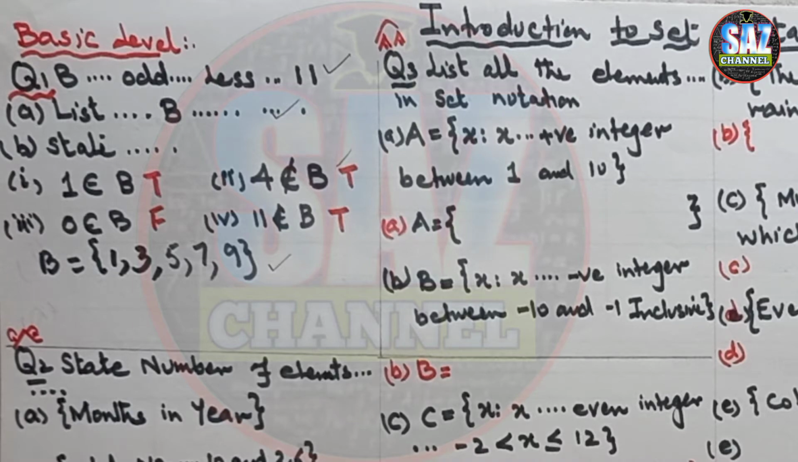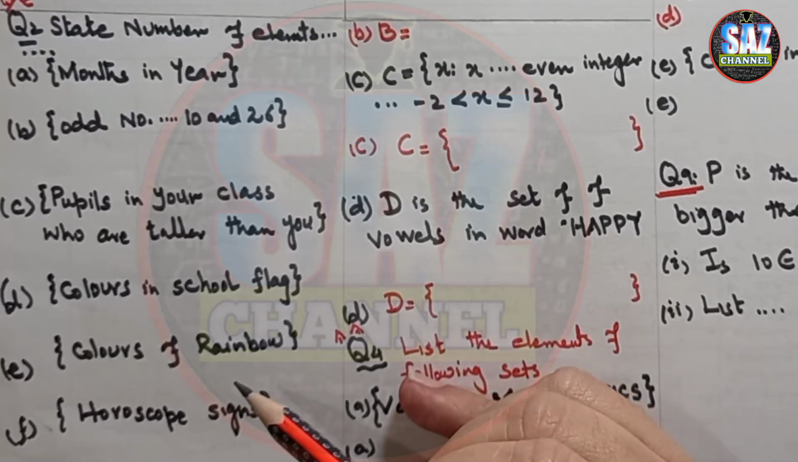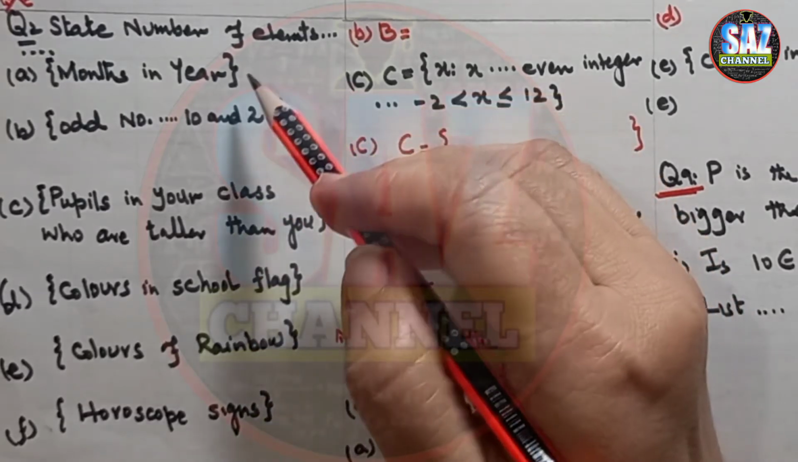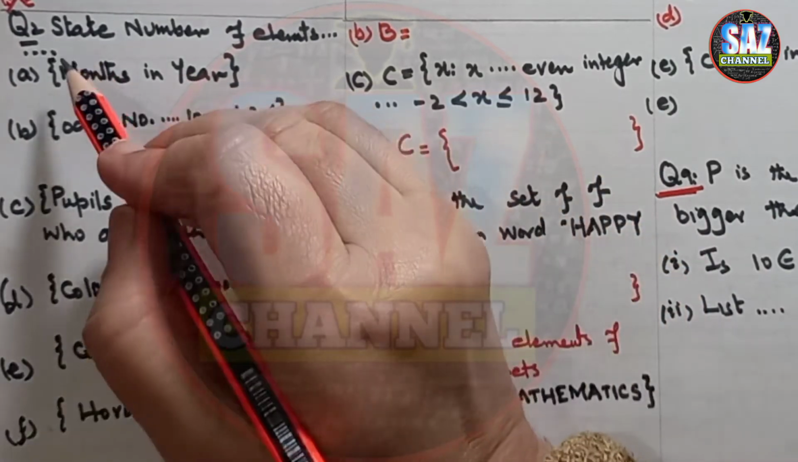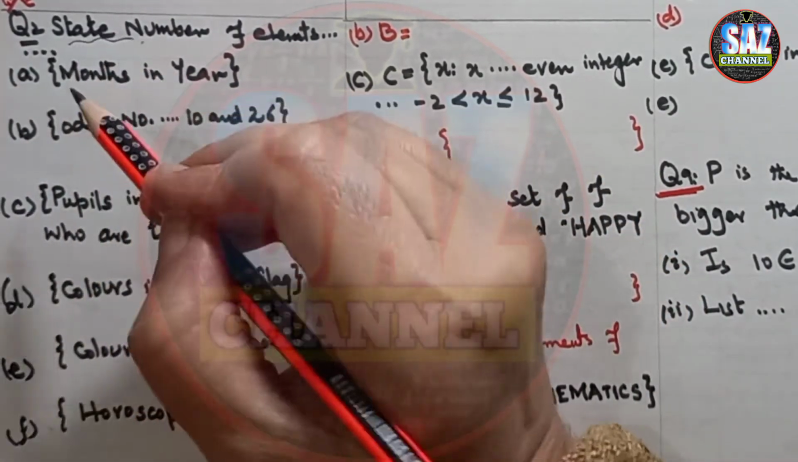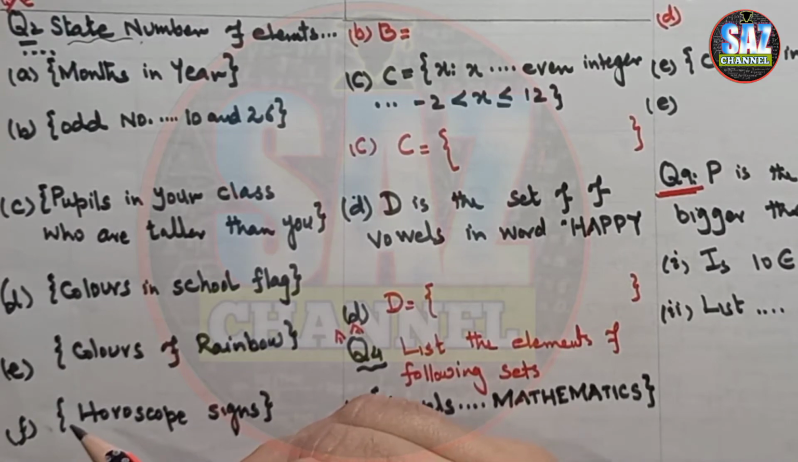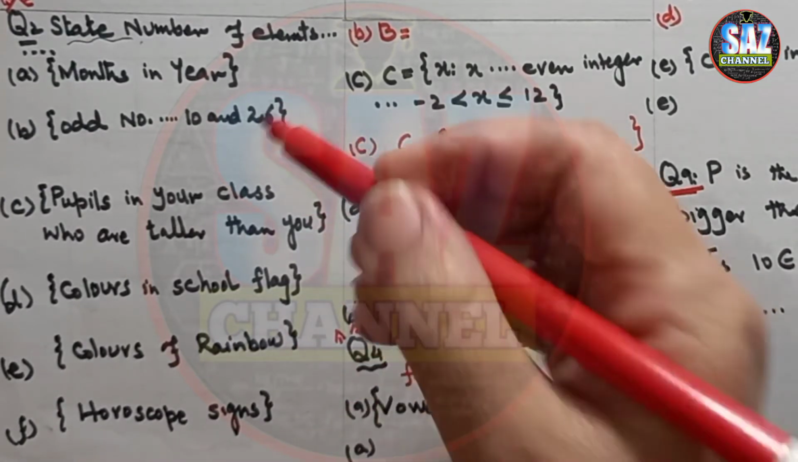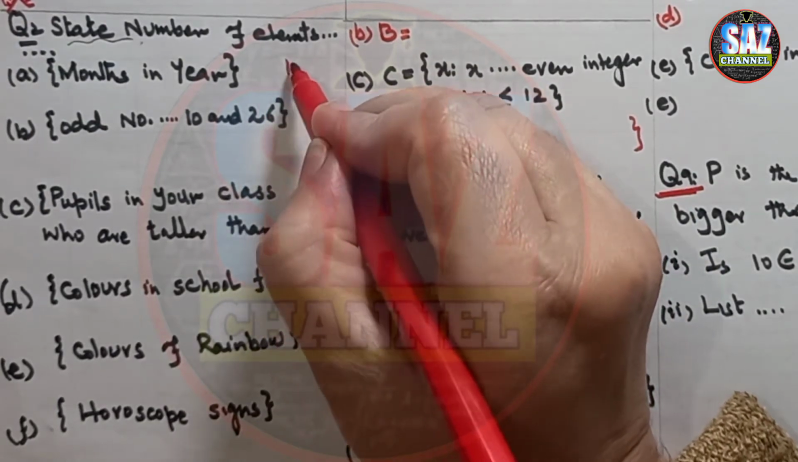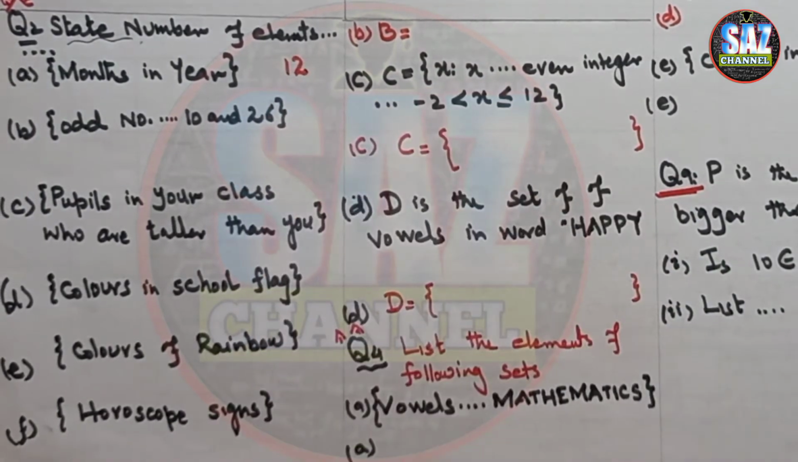Question 2 says state the number of elements in each of the following sets. Here we have to state the number of elements only. First part is months in the year. So there are 12 months, so the answer will be 12. Okay. And then the second part is the odd numbers between 10 and 26.